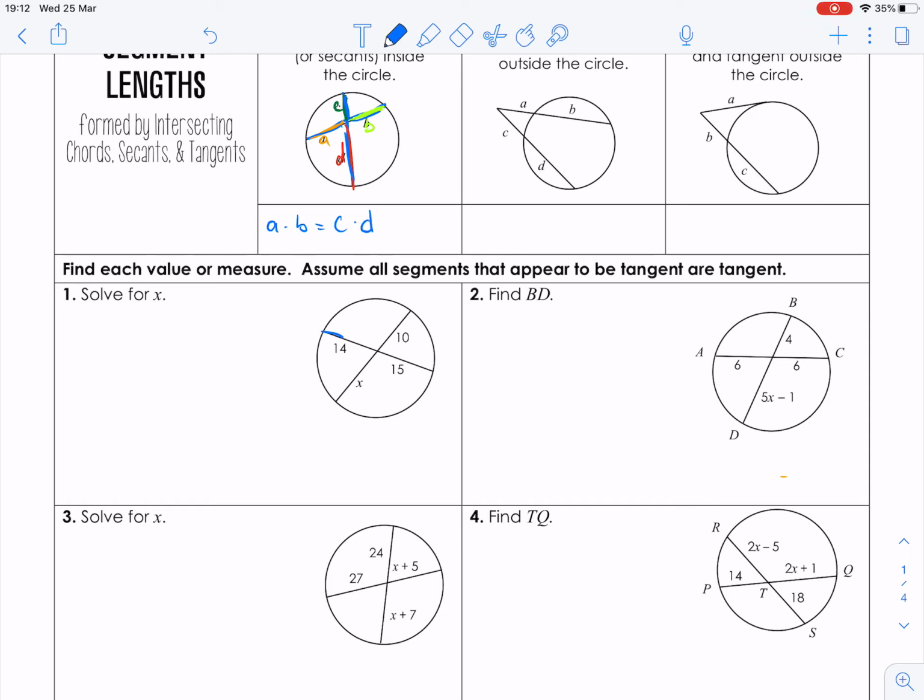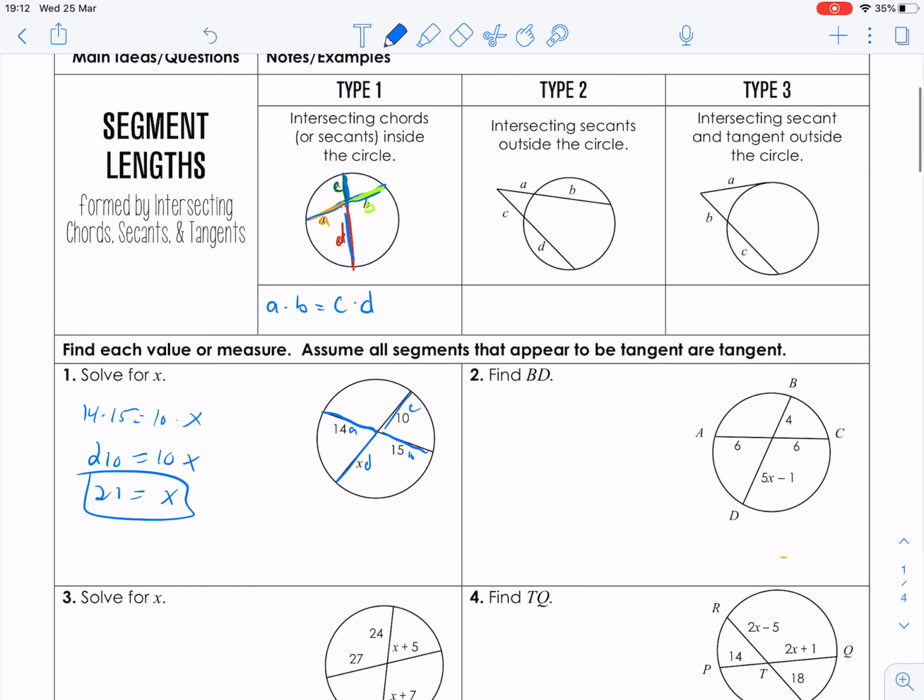So say, for example, we have 14. We'll call that A, and 15, B, 10, C, X, D. So we get A times B, 14 times 15, C times D, 10 times X, and we solve. That's going to give us 210 equals 10X, X equals 21. There we go. That's an example. We're going to do all the evens at the end, but I'm going to give you an example for each as we go, and then we'll go through them all.